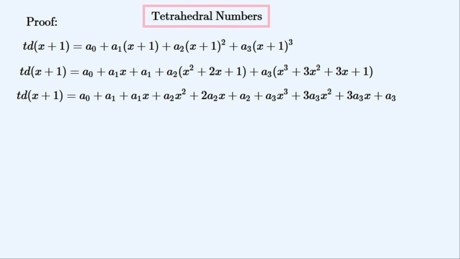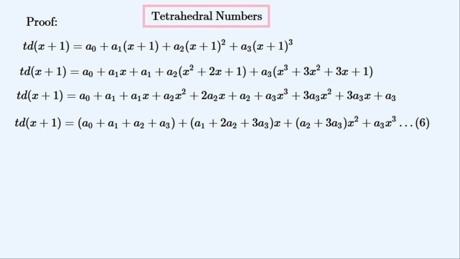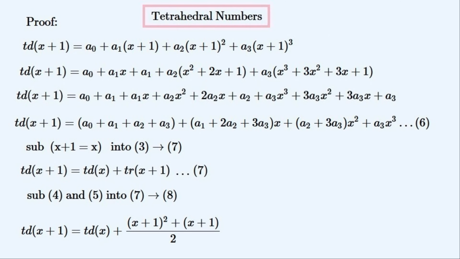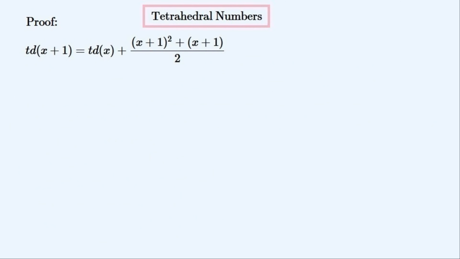Now we'll expand all of the brackets. Then we'll gather like terms together, all of the constant terms and x terms and x squared terms, and place them in brackets. We'll make a similar substitution into the iterative equation to give us this expression. And we'll substitute this formula for the x plus 1th triangular number into this equation to give us this expression. And I'll just rewrite it at the top of the screen.